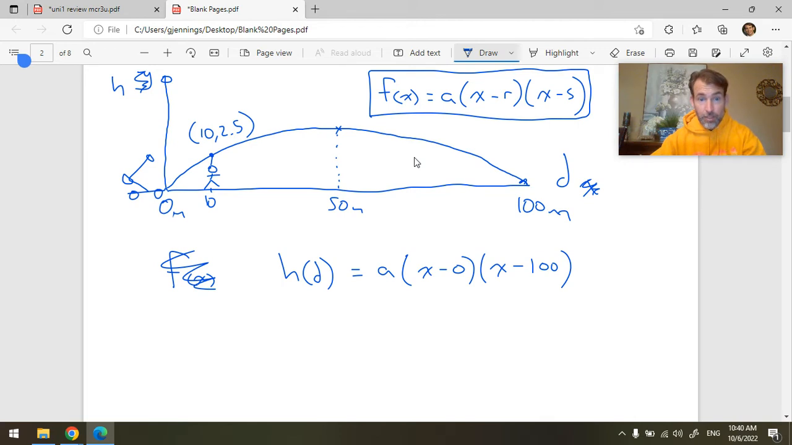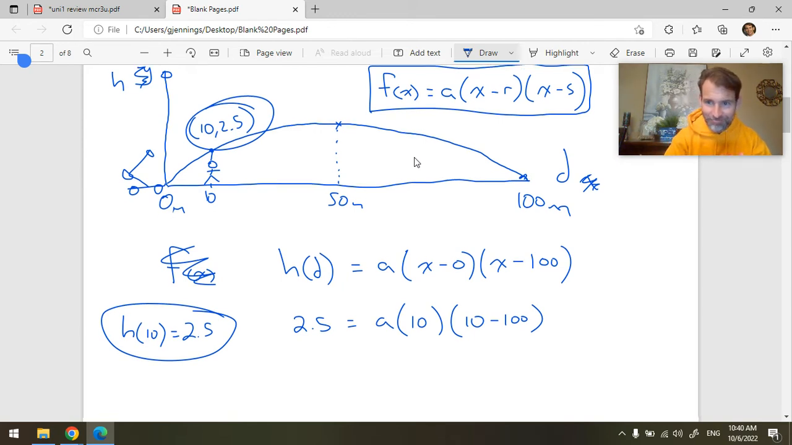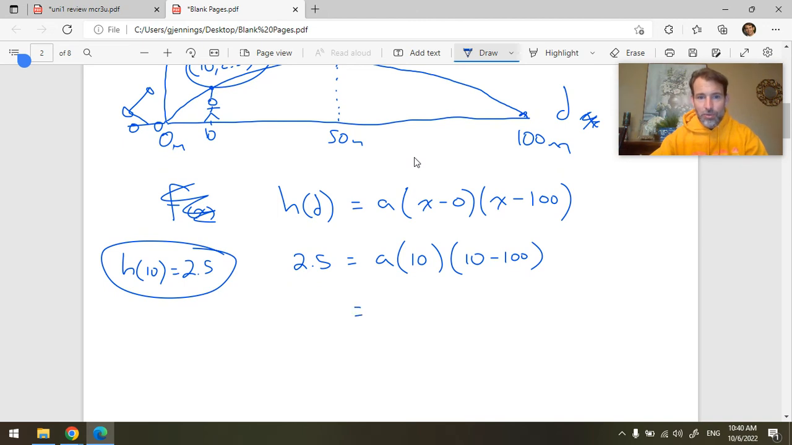And then we solve for a. So the height at 10 meters, we know that's 2.5. So that's the point that we're going to use to solve for a. So 2.5 is equal to, we don't know a yet, multiplied by 10 minus 0, multiplied by 10 minus 100. Aha, I see that's giving me negative 90. That's going to give me my negative a value. So this is equal to negative 900a, and that equals 2.5. Divide both sides by negative 900.